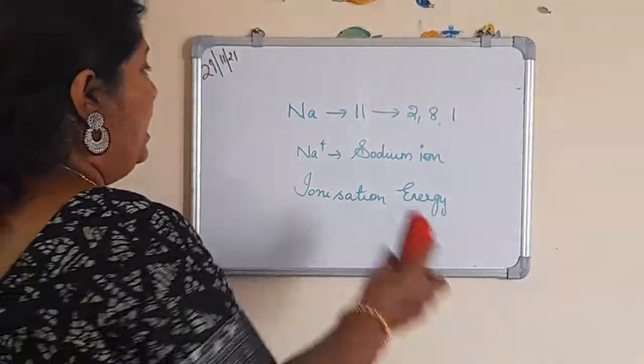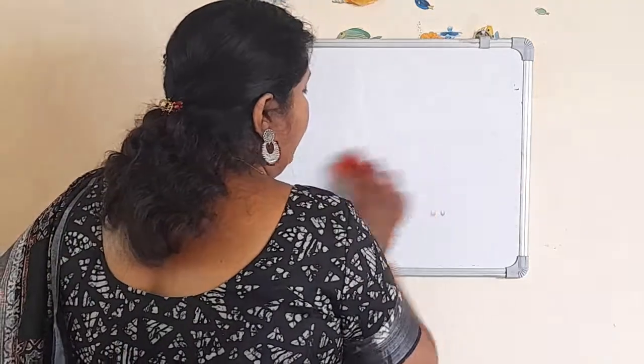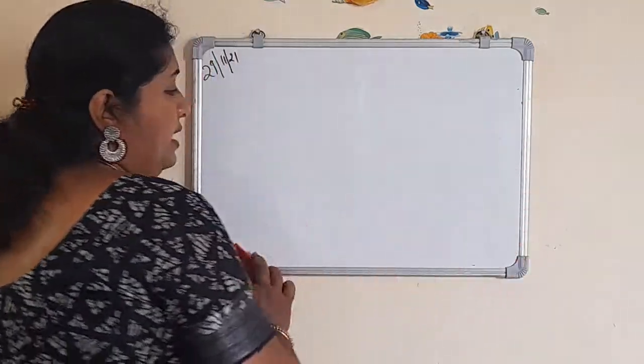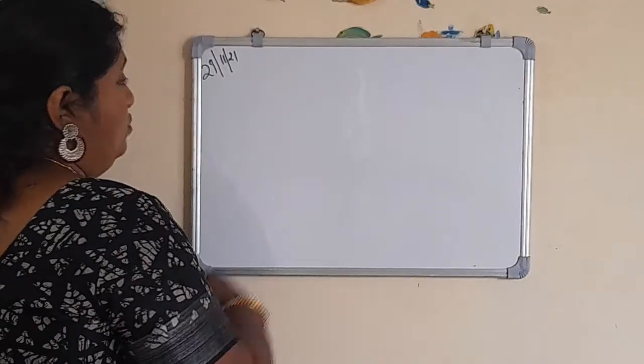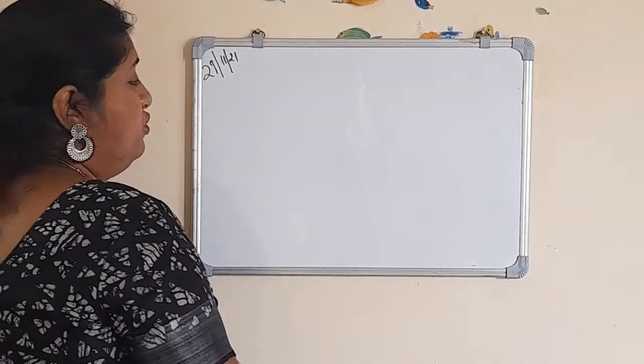Now, we are going to analyze the trend of ionization energy, down the group from top to bottom, and left to right across the period.